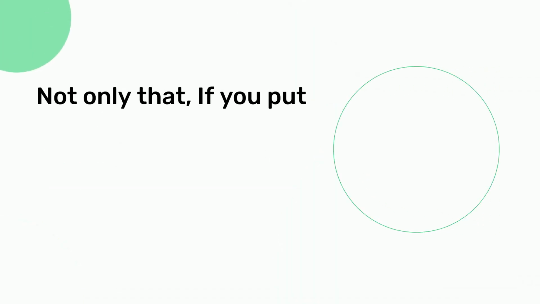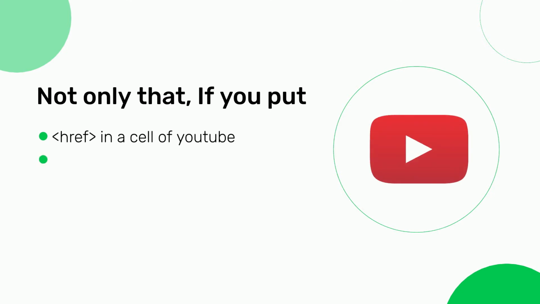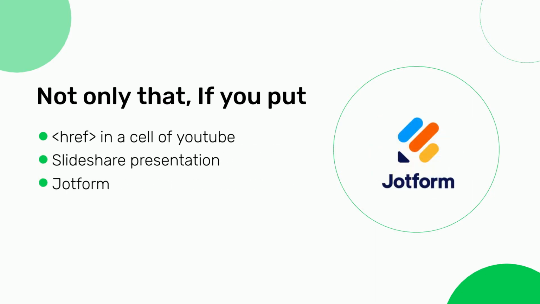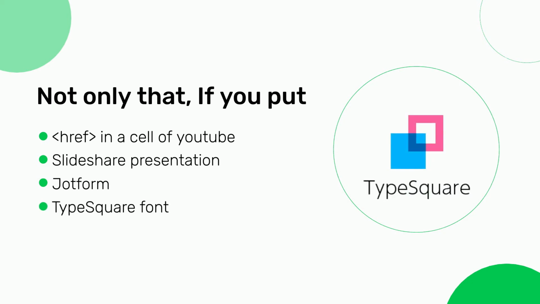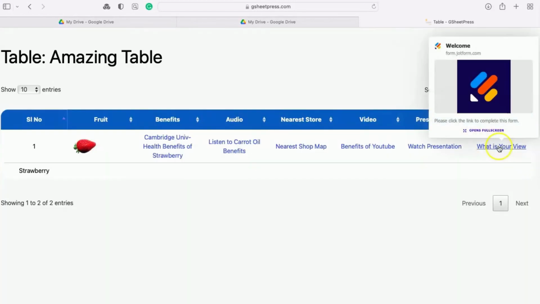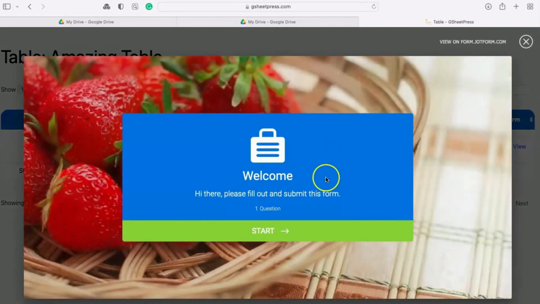Not only that, if you put a hyperlink in a cell, users can view a YouTube or SlideShare presentation, or fill a JotForm or Typeform form without leaving the table page. A pop-up preview will appear when you hover the cursor on the hyperlink. Click the hyperlink and the YouTube video or SlideShare presentation will open in a pop-up.